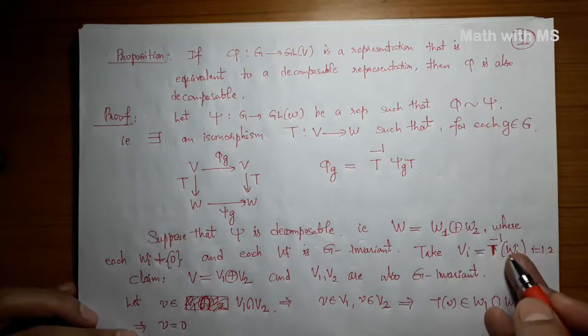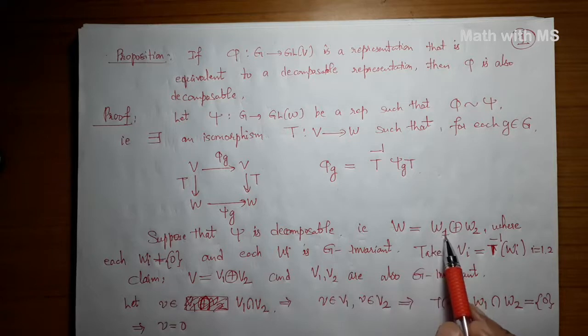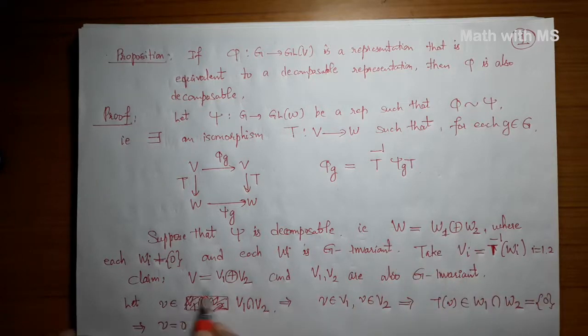And similarly, you can show that V1 plus V2 is also the whole vector space, because if you take any v in V, its image is in W, so that's a direct sum of little w1 plus little w2, and you pull them back. So this proves the first claim, and their G invariance is also immediate.